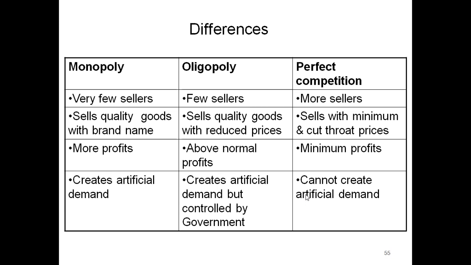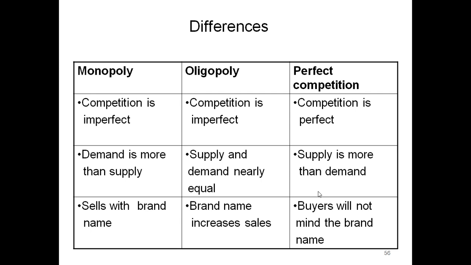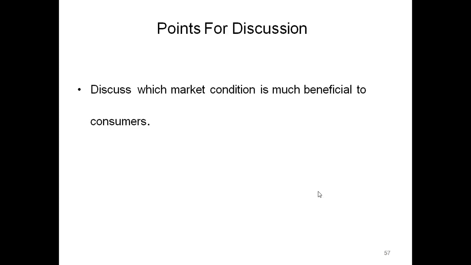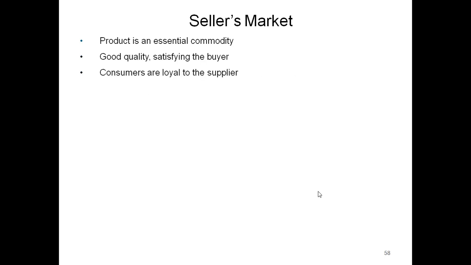So now we'll go to a topic, seller's market and buyer's market. So in monopoly, competition is imperfect, demand is more, and sellers sell with brand name. In oligopoly, competition is imperfect, supply and demand are nearly equal, and brand name increases sales. In perfect competition, competition is perfect, supply is more than demand, and buyers will not mind the brand name. So discuss which market condition is more beneficial to customers. That is a topic for discussion.